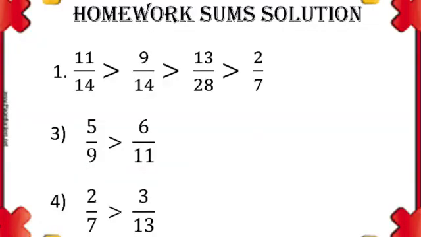The solutions for the homework sums are as follows. 11 by 14 is greater than 9 by 14 is greater than 13 by 28 is greater than 2 by 7. The next sum: 5 by 9 is greater than 6 by 11. 2 by 7 is greater than 3 by 13.